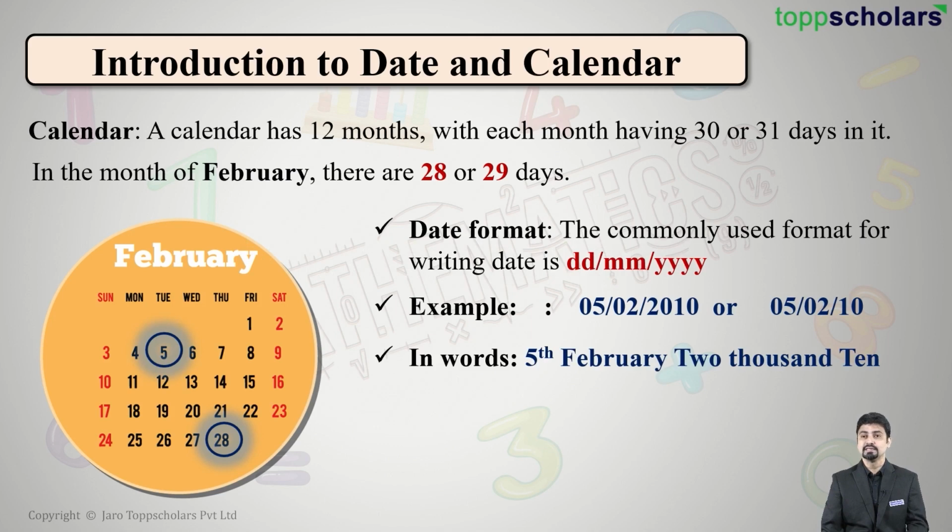Similarly, in words, this date is written as 05, which means it is 5th, 02, which means it is February, and the year is written as 2010. The year can be just written in numbers like this. So we write 5th February 2010 in words, whereas in numbers, we have written 05/02/2010 or just 05/02/10.